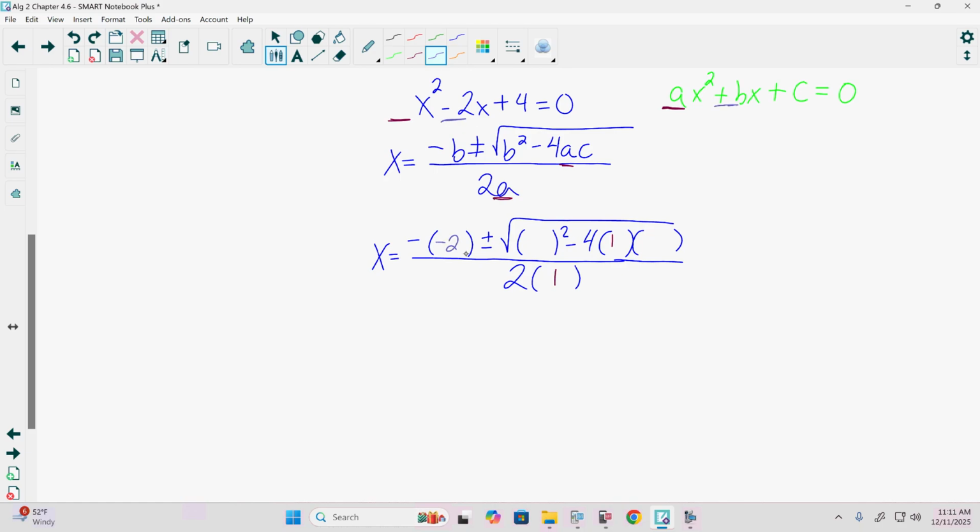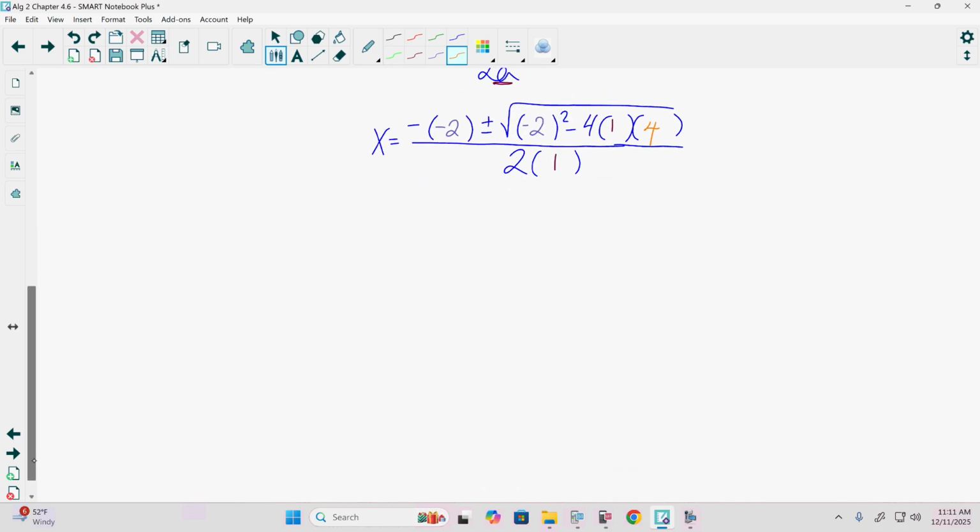Well, b, the number that's taking its place is -2, and the two places where b shows up in the equation is going to be -2. And lastly, c is our number without a variable. It only shows up in one spot, so we're going to fill it in as 4. Giving us -2 plus or minus the square root of -2 squared minus 4 times 1 times 4, all over 2 times 1.